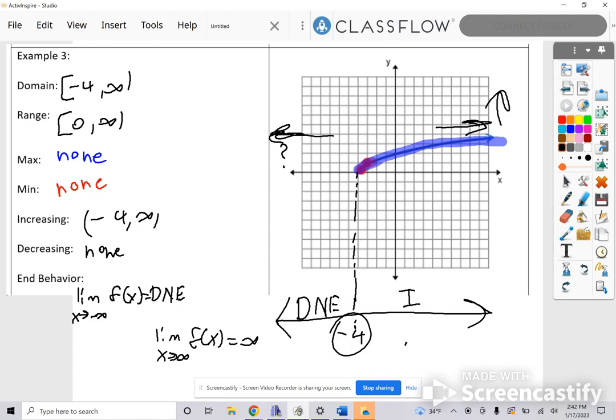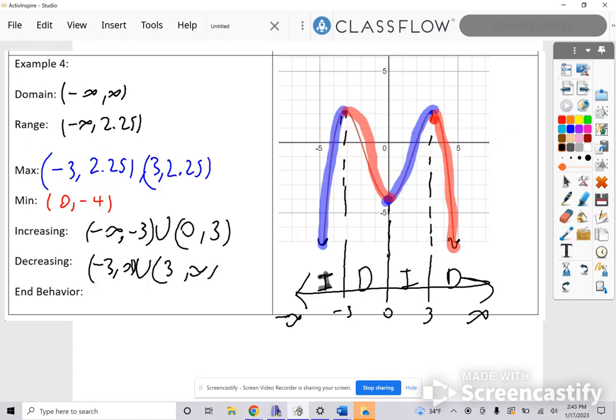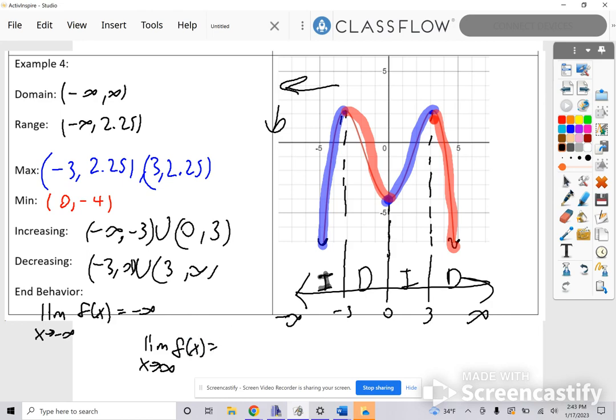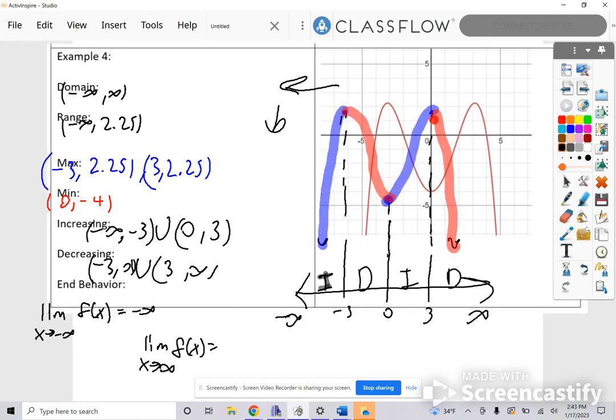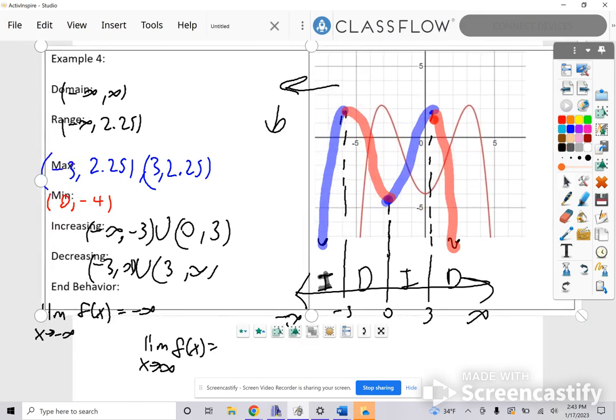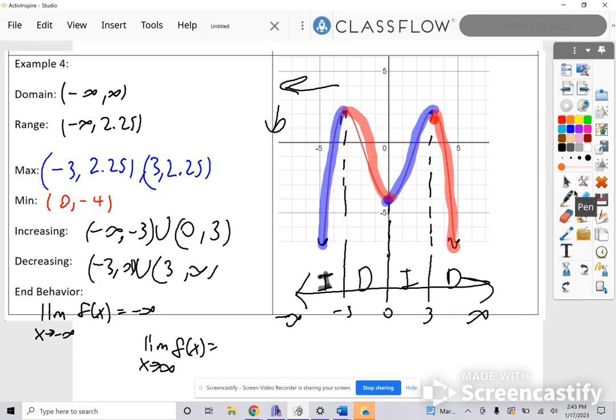One more and then we're good. So limit as x goes to negative infinity of my function. As I go left, I go down, so negative infinity. And then limit as I go right of my function. As I go right, I go down to negative infinity. Okay, so that's it for today.